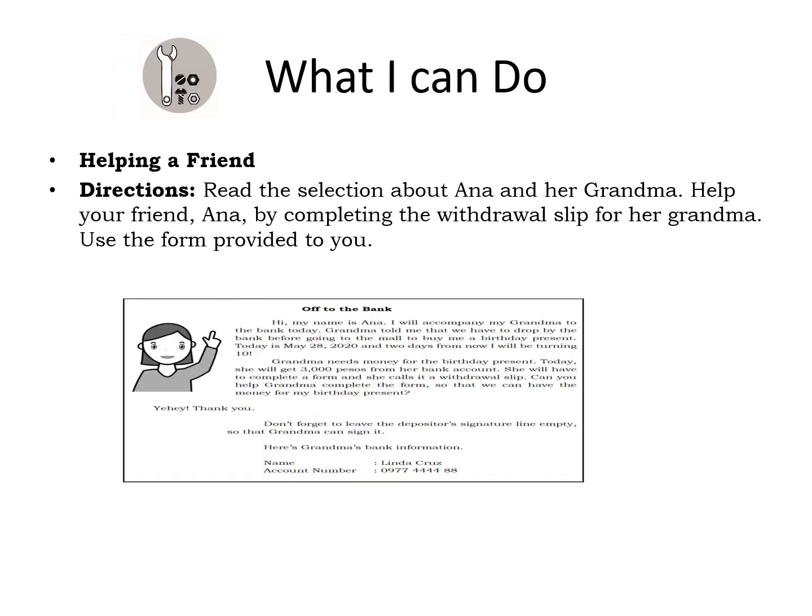Okay, so what I can do? Now is the time for you to test. Kung yung natutunan mo, you can apply now in real life situations. Okay, but before that, you're going to read the selection about Anna and her grandma. Help your friend Anna by completing the withdrawal slip for her grandma. Use the form provided to you.